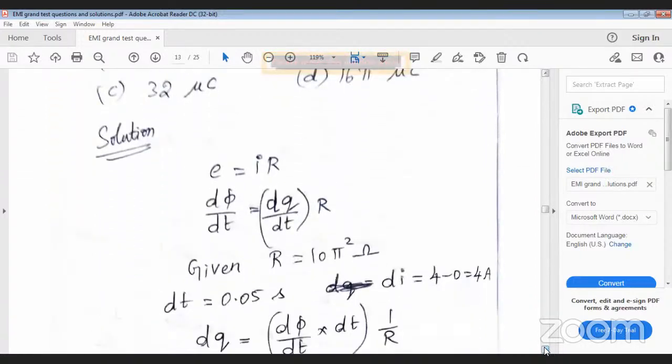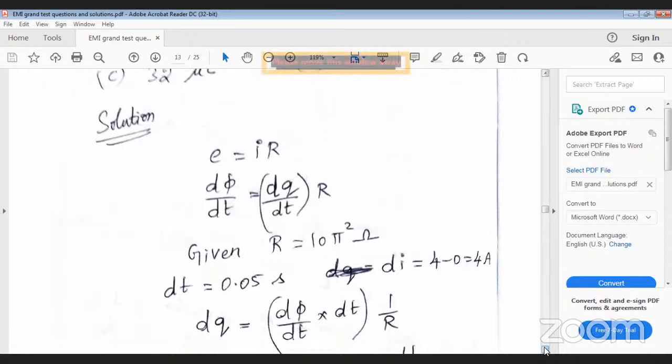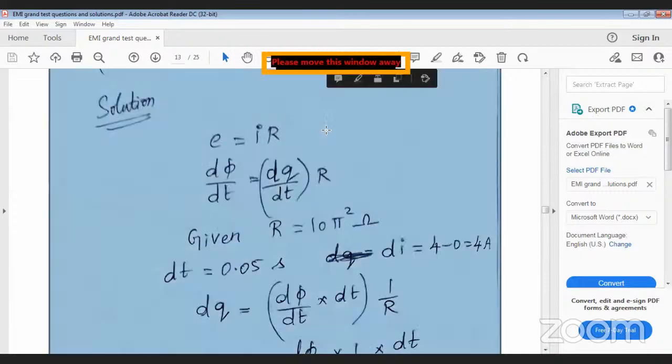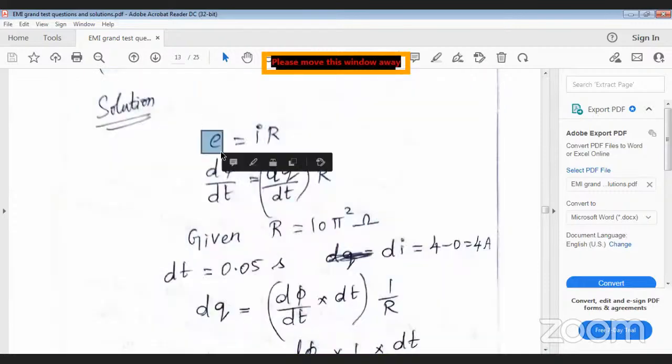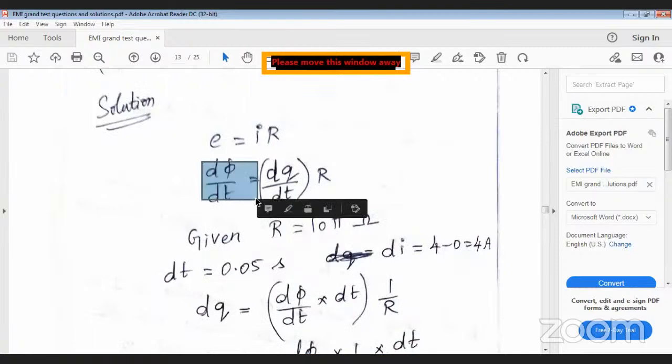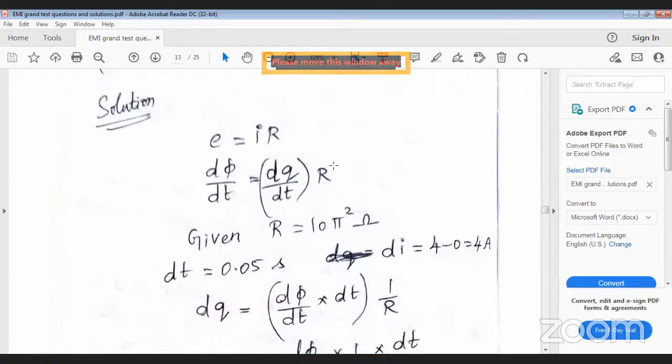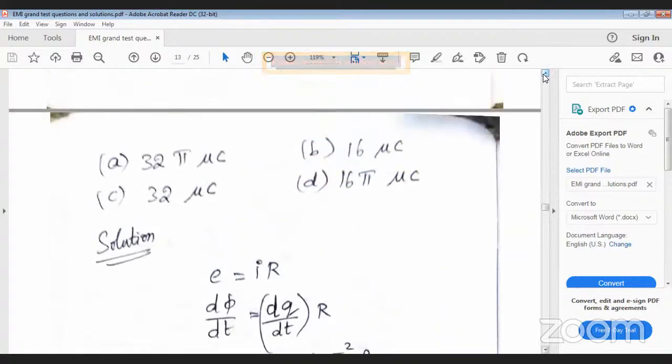EMF E equal to I into capital R. So I is nothing but dq by dt, into capital R. E is nothing but d phi by dt. This is based on Ohm's law, E equal to IR. So instead of E, you need to put d phi by dt, and instead of I, current is nothing but dq by dt, into capital R. You have resistance R given, so that is 10 pi squared.